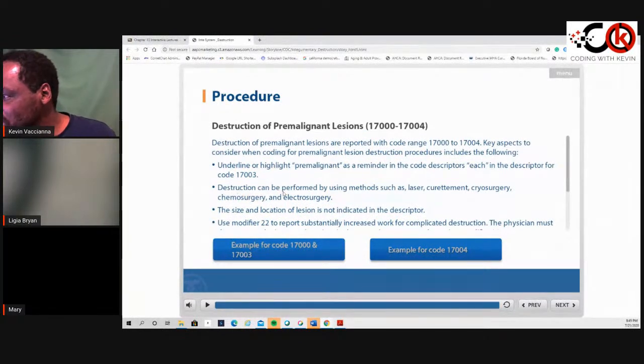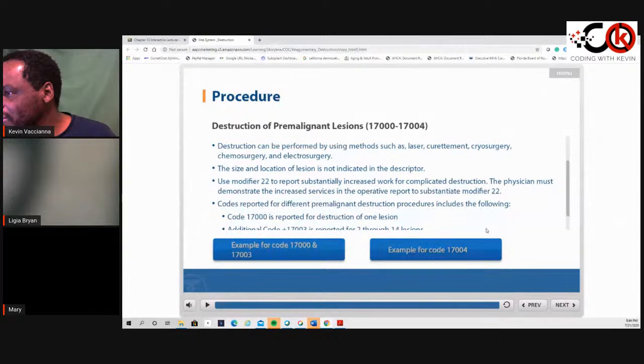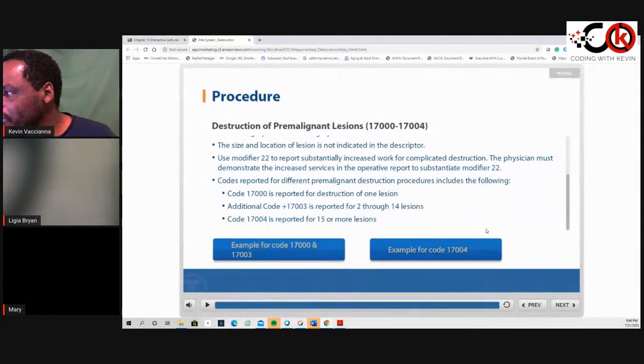It says destruction can be performed by using methods such as laser, cryosurgery, chemosurgery, and electrosurgery. The size and the location of the lesion is not indicated in the descriptor. Use modifier 22 to report substantially increased work for complicated destruction. The physician must demonstrate the increased services in the operative report to substantiate modifier 22.